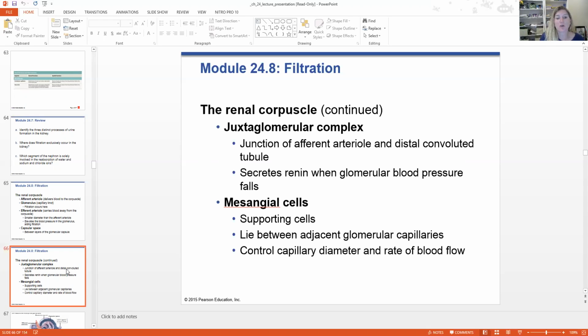So there are also mesangial cells. These mesangial cells are supporting cells. These are cells that are basically next to the glomerular capillaries, and they're controlling the flow and the diameter of the capillary blood flow. You'll see that the flow of blood through the capillary is going to affect how efficient our capillary is at filtering.